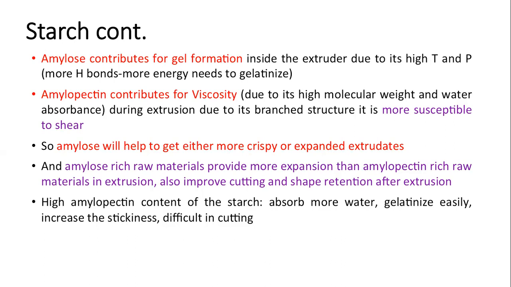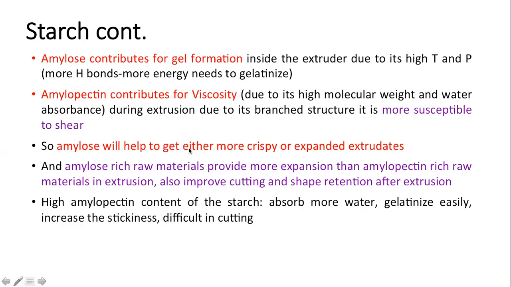So amylopectin will absorb more water, right? More water, and as a result of that, viscosity will be increased. But amylose will develop some hydrogen bonds with fatty ingredients and materials available in the raw material mixture. As a result of that, it will increase the gel formation, but not the viscosity. So if you need a more viscous raw material mixture, you have to use more amylopectin, right?